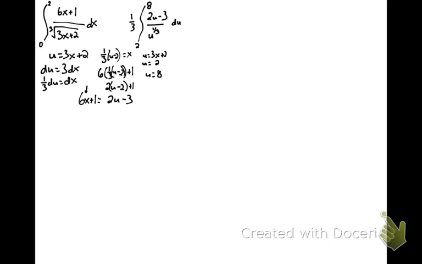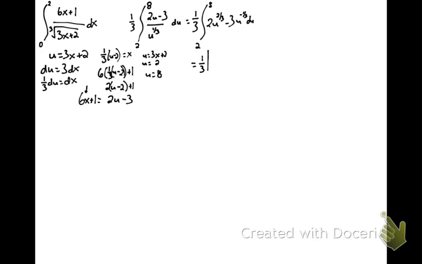This I can clean up a little bit because I can divide both of these terms by u to the 1/3. This will be 1/3 times the integral from 2 to 8 of 2u to the 2/3 minus 3u to the negative 1/3 du. Now I can integrate this. Everything happens to be in terms of u.